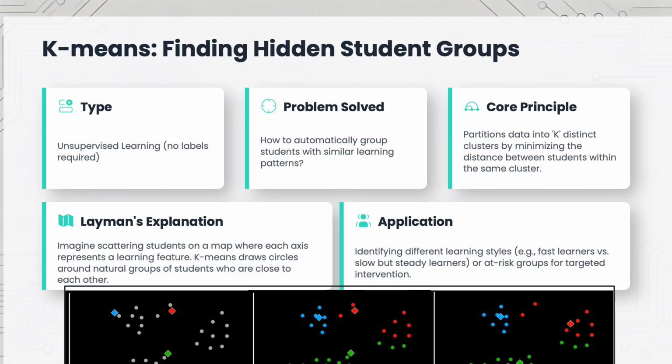All the models we've discussed so far are supervised. They need labeled data, like correct, incorrect answers to learn. K-means is different. It's an unsupervised learning algorithm. It doesn't need labels. Its goal is to find structure in the data by itself. Given a number k, K-means will automatically group students into K clusters based on their similarity across different features. This is incredibly useful for discovering hidden patterns, like identifying distinct learning styles or flagging groups of students who might be struggling in similar ways.